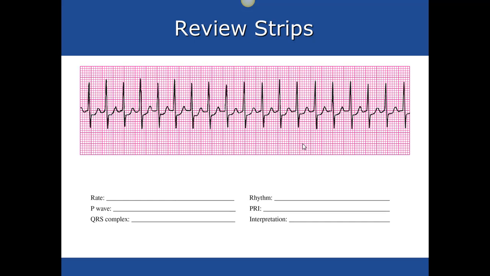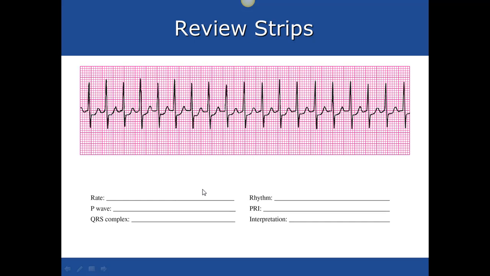Oh, let's go back. Okay, so let's look at it. What's our rate? 1, 2, 3, 4, 5, 6, 7, 8, 9, 10, 11, 12, 13, 14, 15, 16, 17, 18, 19. 190. So it's very rapid. What's our rhythm? If we measure out QRS to QRS, Q wave to Q wave, we'll see that it is regular. Do we have P waves? No, we really don't. These are T waves here because they're too large. All right, so those are not P waves.